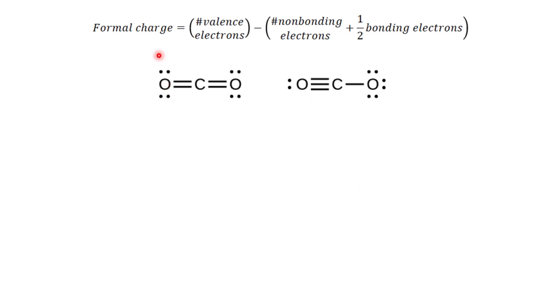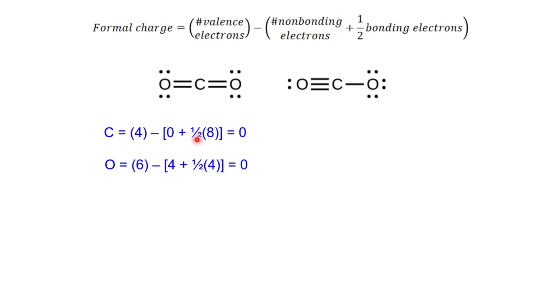If we have our carbon, let's start with him. So carbon comes to us with 4 valence electrons. It has no non-bonding electrons, and it has 8 bonding ones. 0 plus 4, so that would be 4 here, and 4 minus 4 is 0. So the formal charge on the carbon in this one is 0.